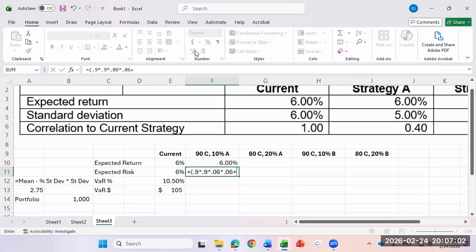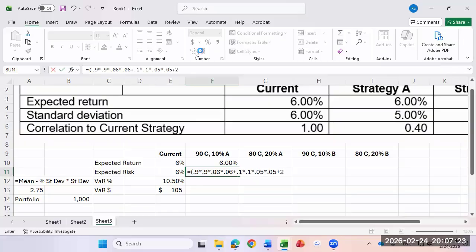Okay. Right, so the weight of the current, 90% squared, times the risk of the current, 6% squared, plus the weight of strategy A. What's the weight of strategy A? 10%. What's its risk? Only 0.5, right? That's going to help us. Anybody remember the rest of it?